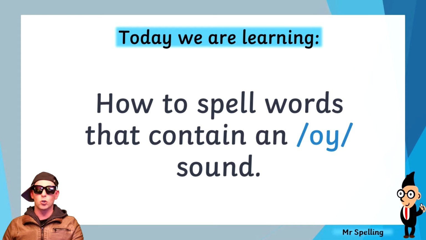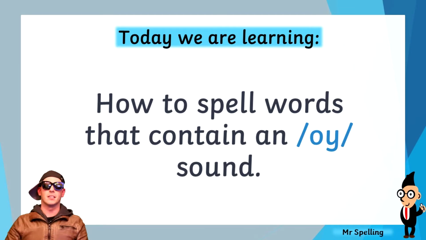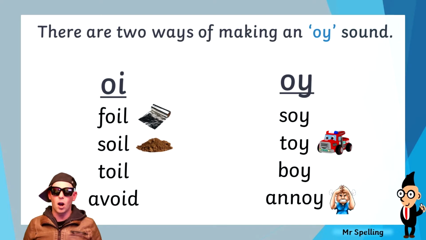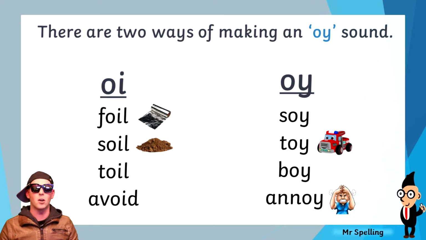Now, let's get to today's lesson. Today, we are learning how to spell words that contain an oi sound. Now, what you need to know is that there are two different ways of making an oi sound.